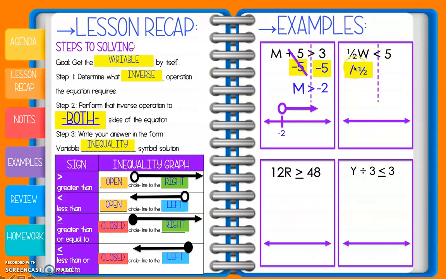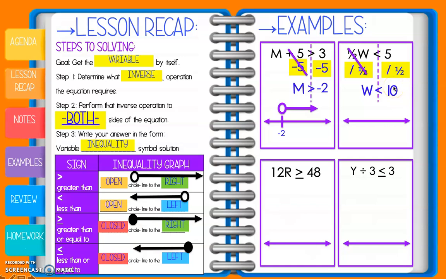Whatever I do on the left, I have to come over here and do the exact same thing on the right. So on this side, we have a times by a half and a divide by a half. Those are opposites, so they're going to cancel out. And I have just my w here. I'm going to drop down my less than sign. And then on the other side, I have 5 divided by a half. Now we can use our calculator for this. 5 divided by a half is going to give us 10. So our solution is w is less than 10.